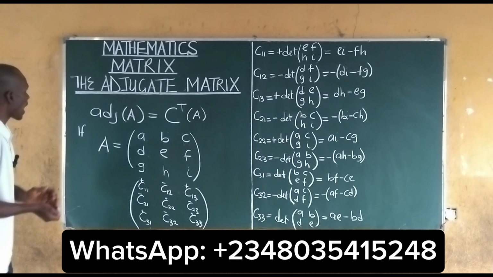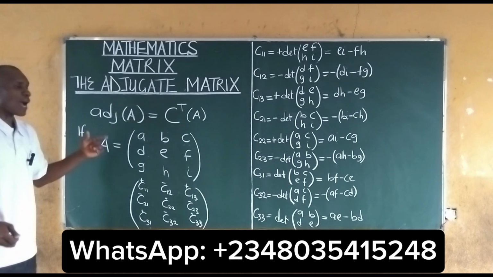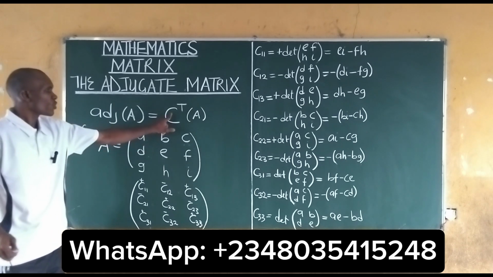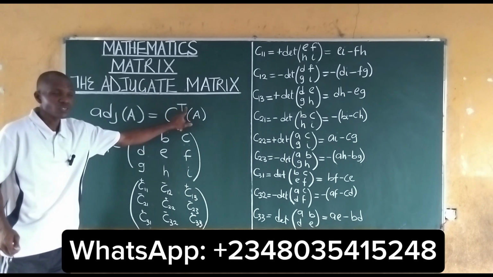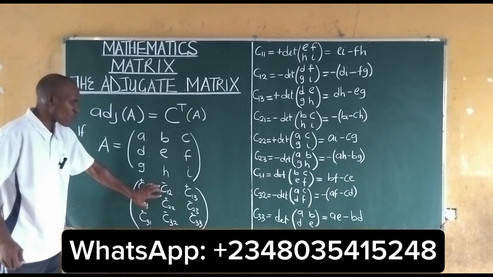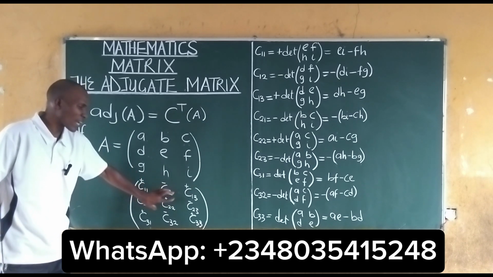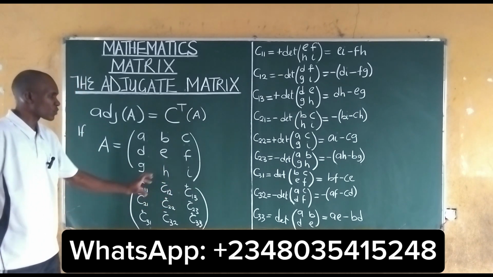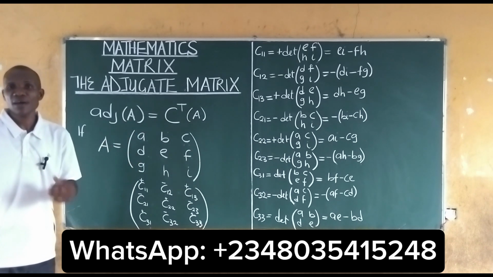So to obtain our adjugate matrix, it is equal to the cofactor transpose of that matrix. So these are the cofactors. If you get your values here, you now transpose them. Once you transpose them, you get your answer.